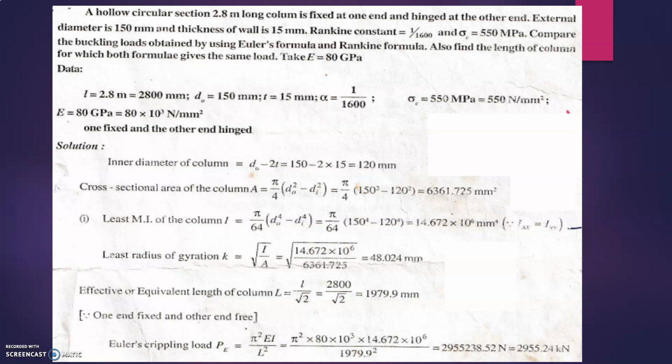Okay. Now we'll see first the inner diameter. We don't know it here. We have to calculate that because Euler's formula requires moment of inertia. To calculate moment of inertia, we should know what is capital D and small d. Even to calculate area, we should know capital D and small d, right? Because this is a hollow circular section. So how to find the inner diameter? Let us take it as di.